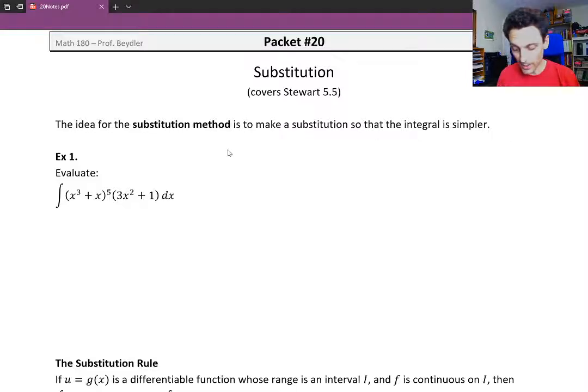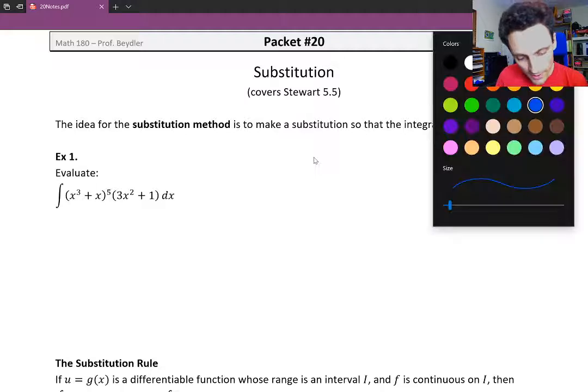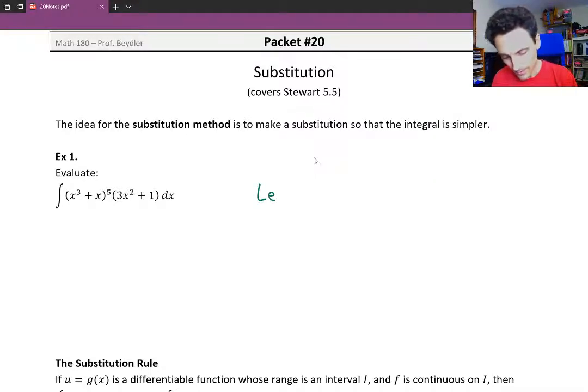So in example 1, we're asked to evaluate the integral, or the antiderivative of, x cubed plus x, all raised to the 5th, times the quantity 3x squared plus 1. Now that seems like a pretty complicated antiderivative to take. If we're trying to find a function whose derivative is that, it looks pretty complicated. What we're going to do, though, is make a substitution off to the right to help us simplify this integral.